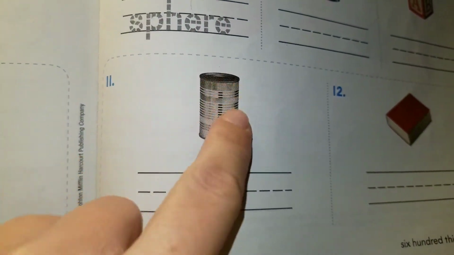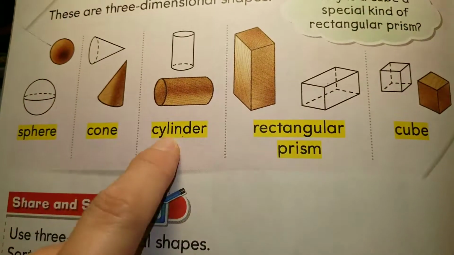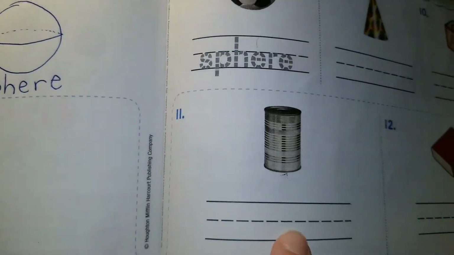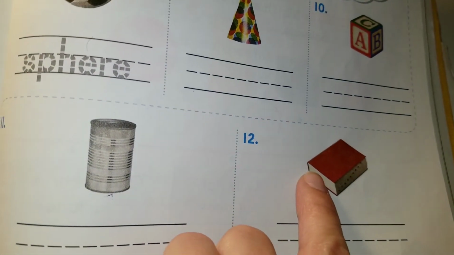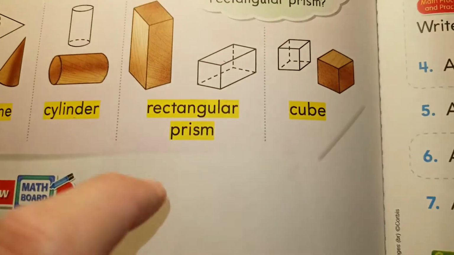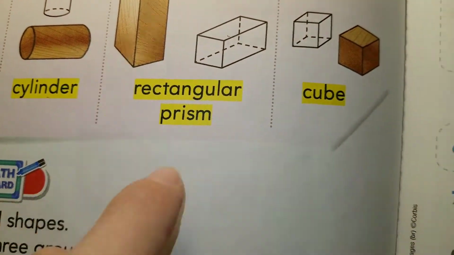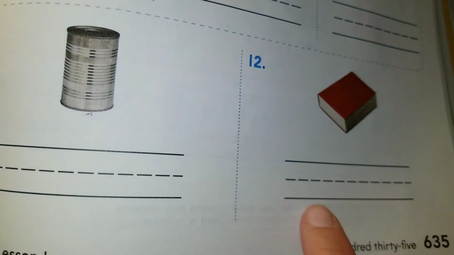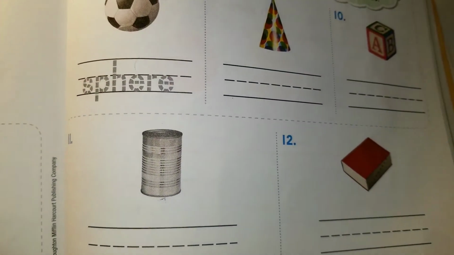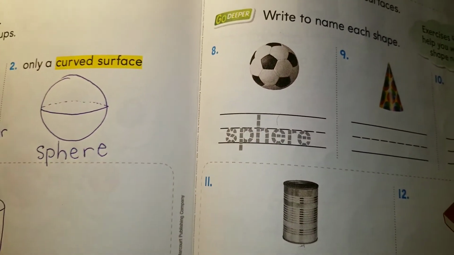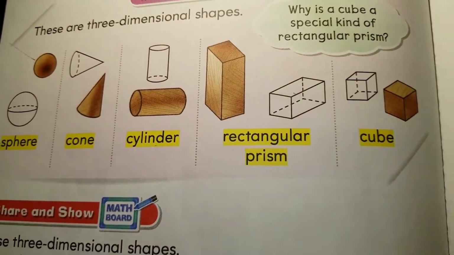Cylinder. This can looks like a cylinder. Cylinder is right here. You bring the word over here. You write it down. And then this book looks like a rectangular prism. Rectangular prism. So it's okay if you use the line and then the bottom part, because I know some of these names are very, very long, especially the rectangular prism. Oh my goodness, such a long word.